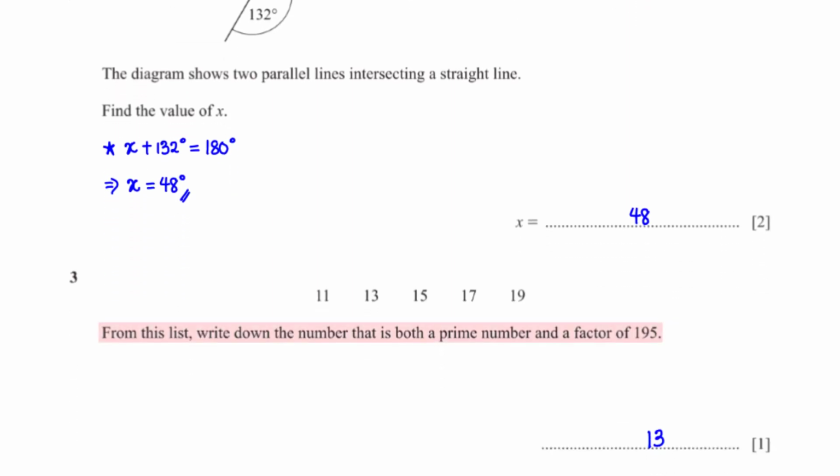From this list, write down the number that is both a prime number and a factor of 195. 13 is a prime number and it is also a factor of 195.